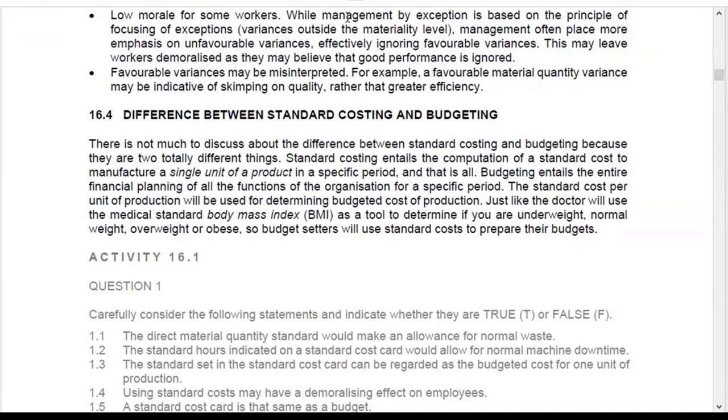Because of low morale of some workers, you might end up focusing too much on the unfavorable variances of workers. Workers are human beings. Sometimes they don't like always being pinpointed where they are wrong. When you keep on pinpointing where they are wrong, they end up doing what? End up not wanting to work at all. And that might end up affecting the people who are performing well. Because when people who are performing well see others not wanting to work at all, they end up also not working. Okay.